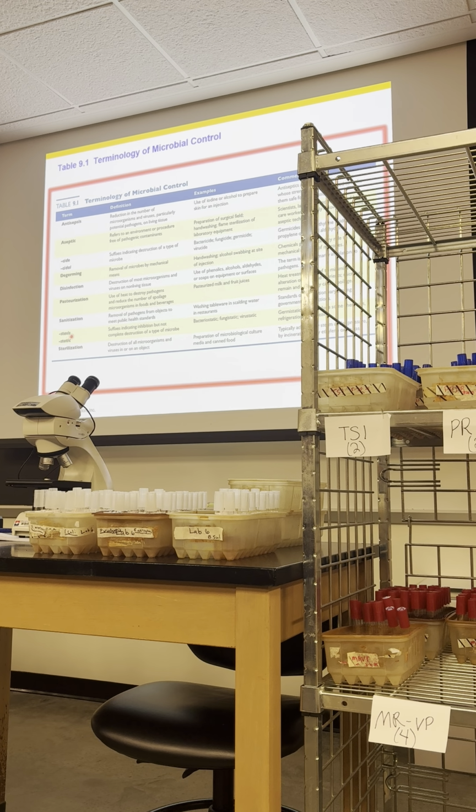Bacteriostatic or microbiostatic or fungistatic. This is going to be where you're decreasing or basically inhibiting reproduction. So we refrigerate our food. That's going to be an example of a microbiostatic, whereas microbicidal or bactericidal, you cook your food.